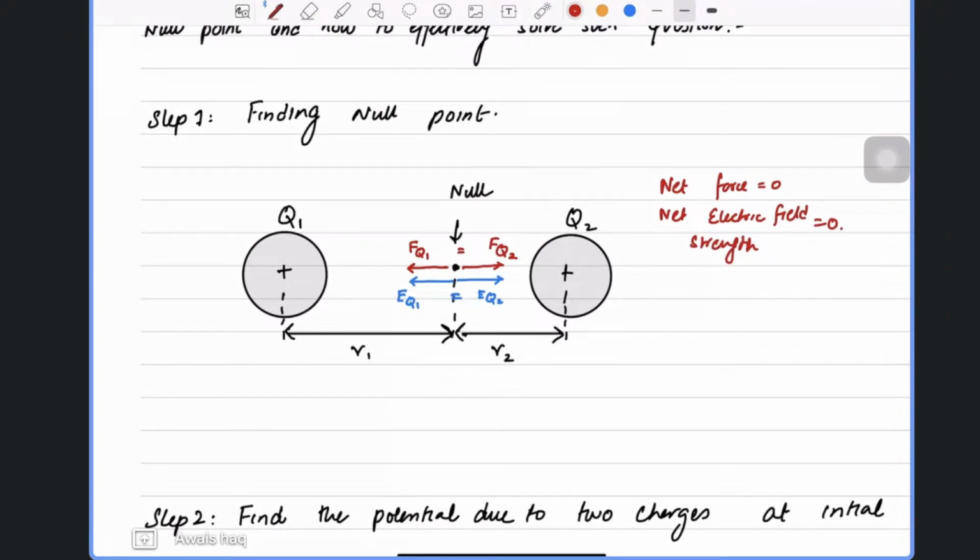All right, here I just want to tell you that at this null point, the net potential is never 0. It is the minimum here, but obviously it will never be 0, so you just need to remember that.